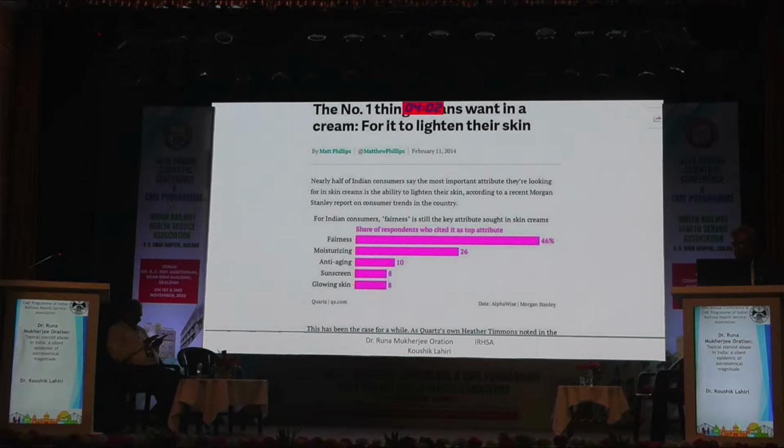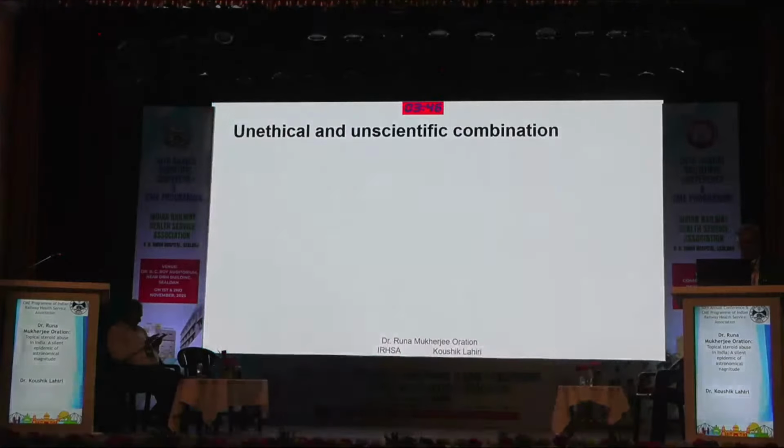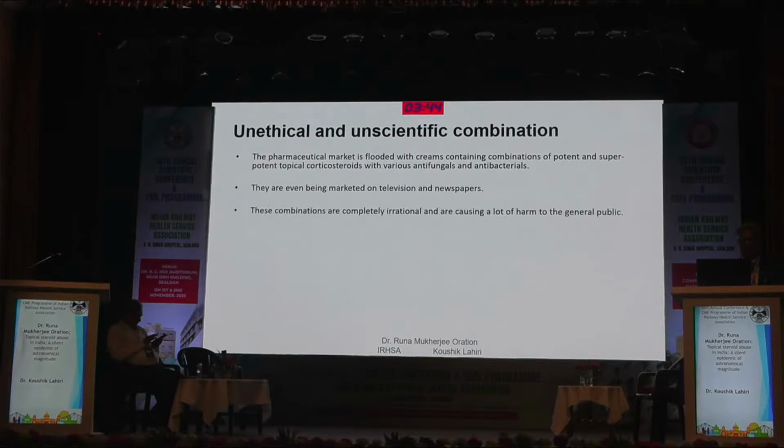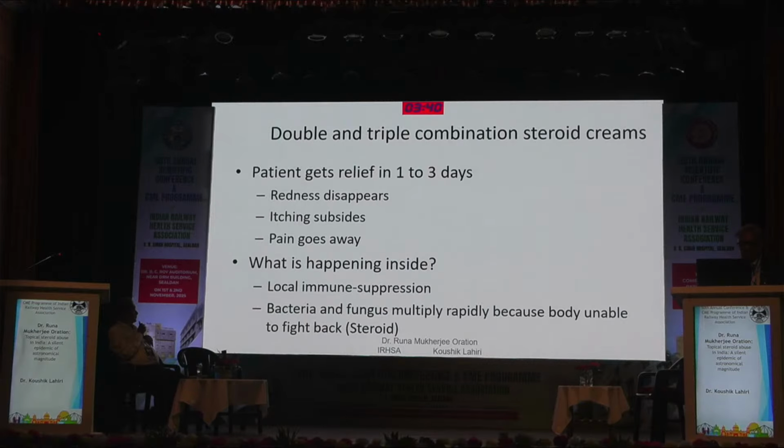This was done by Morgan Stanley, and 46% of our consumers are actually purchasing a cream for fairness purposes, not for anti-aging, not for sunscreen, not for moisturizer, but for fairness. And the result is this. It is such an unethical and unscientific combination, we strongly discourage all these things.